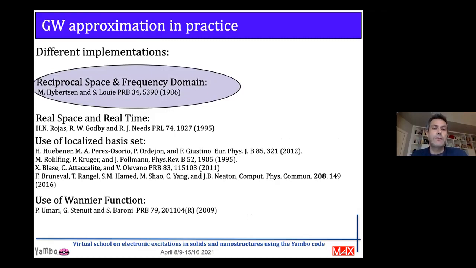Different implementations exist in the literature in various codes. Yambo is a reciprocal space and frequency domain code for the GW, as for instance other codes such as Abinit and VASP. Here are some references, but many other implementations of the GW calculation exist.